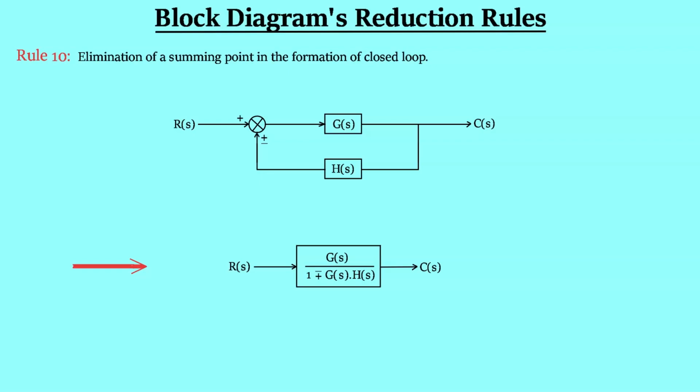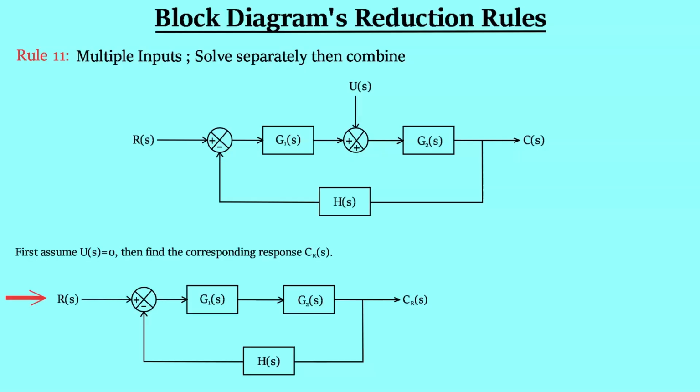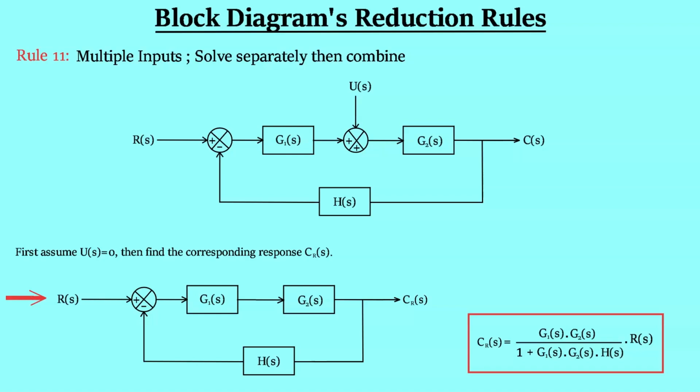Now suppose you have multiple inputs in a block diagram. Then you have to solve separately for different input signals, and afterwards, to find the net response of the block diagram, simply add the different resultant signals. For example, consider the shown block diagram. First assume the input signal U is 0 and find the corresponding response, which will be because of only the input R. The resulting block diagram will become like this, and the response can be found quite easily.